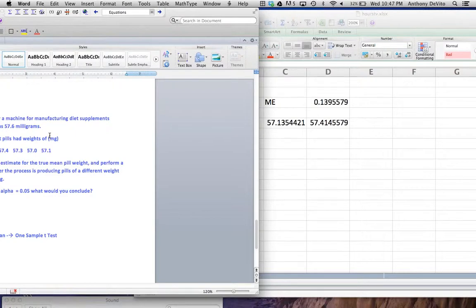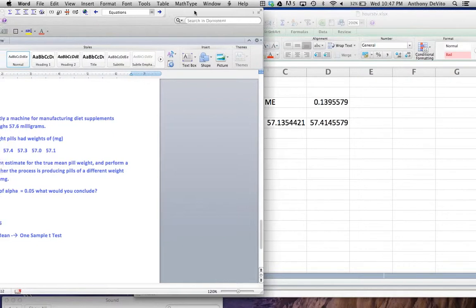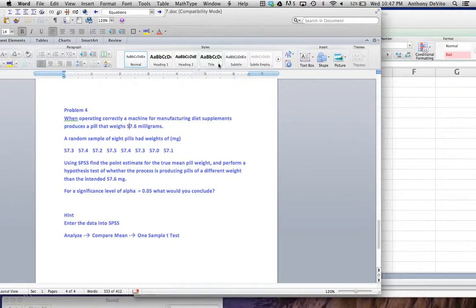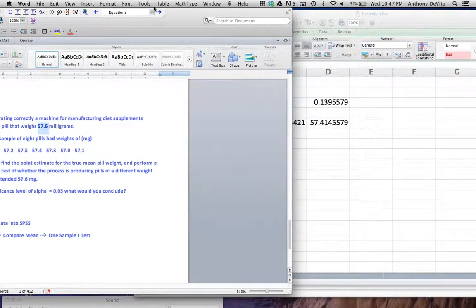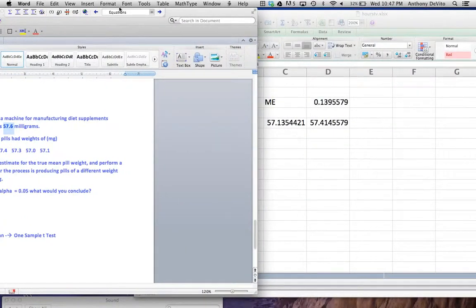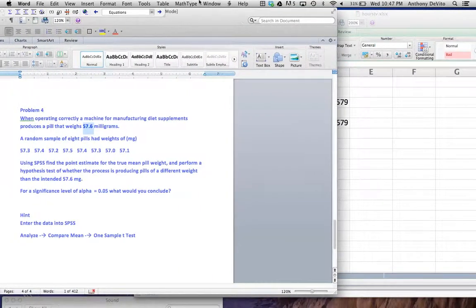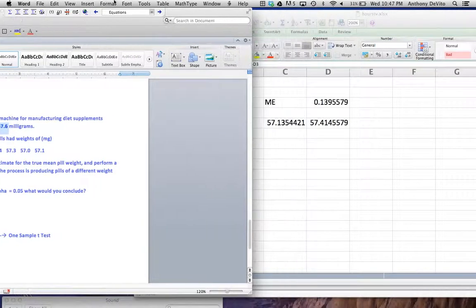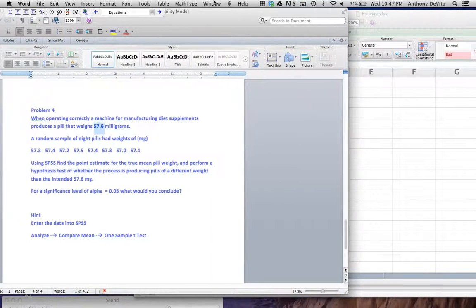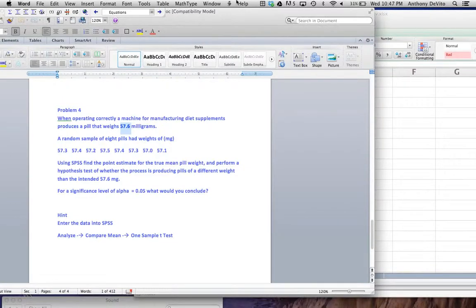So we're 95% sure that this manufacturer is wrong. His machine is not producing a pill that weighs an average of 57.6 milligrams. His machine is producing pills that have less of the nutrient, or whatever supplement that's intended to be given. Okay, so how do we know we're 95% sure he's wrong?